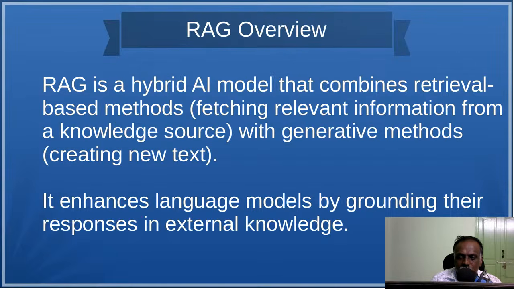Before that, just a standard definition: RAG is a hybrid AI system that combines retrieval-based methods, that is fetching relevant information from a knowledge source, with generative methods, that is creating new text. It enhances language models by grounding their responses in external knowledge. That is important: grounding with external knowledge.